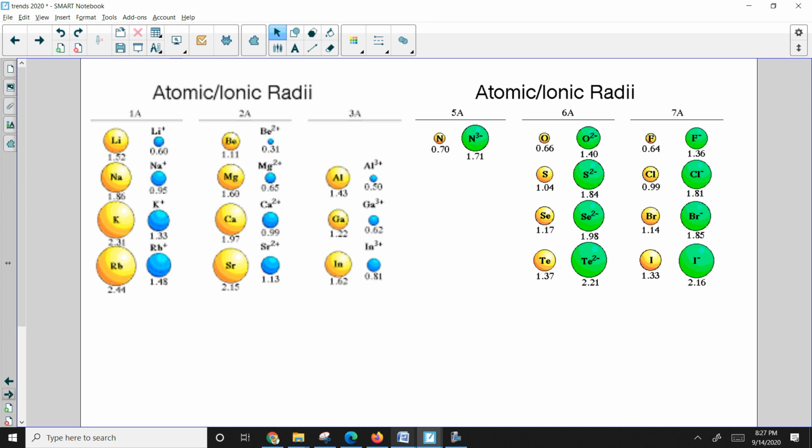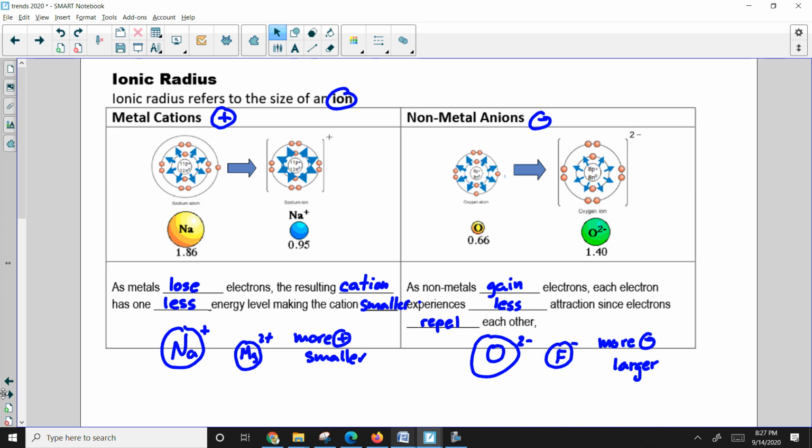So let's look at the explanation here. Again, if you're a cation, you've lost electrons. You're more positive. And because you're more positive, there's one less energy level. Forgot to mention that earlier. So one less orbital. You've lost an orbital. And also, there's less electrons. So those electrons are being attracted a lot more to the nucleus, and they're being repelled a lot less.